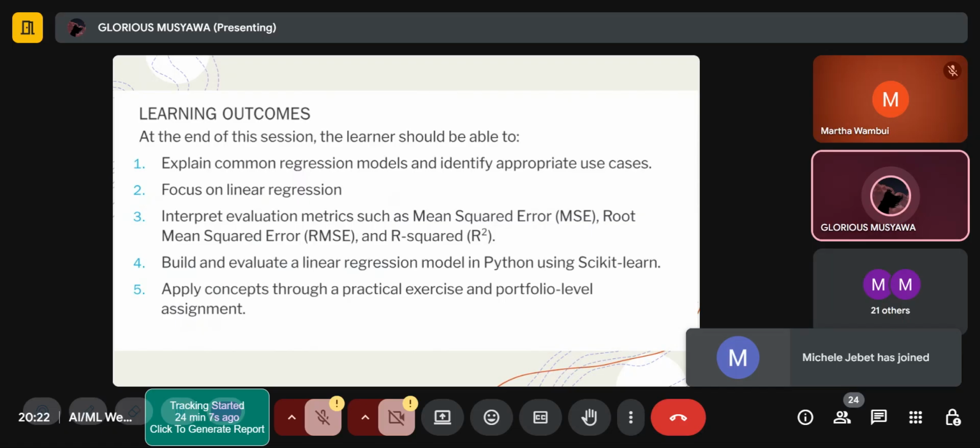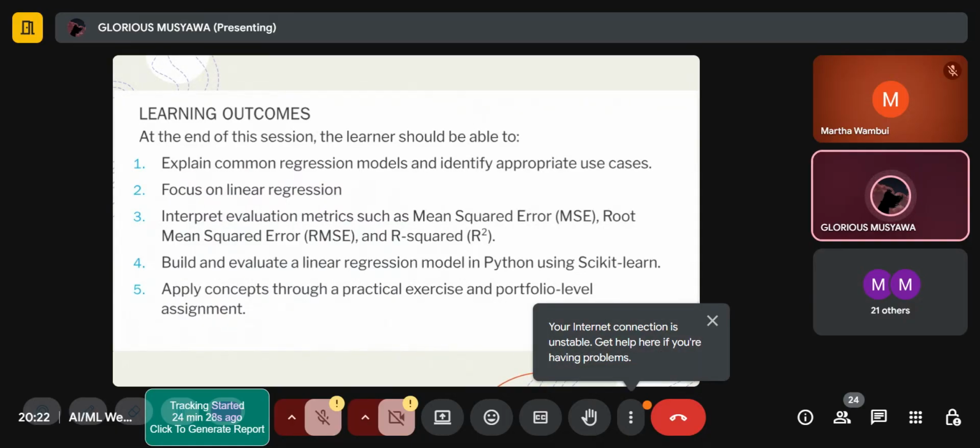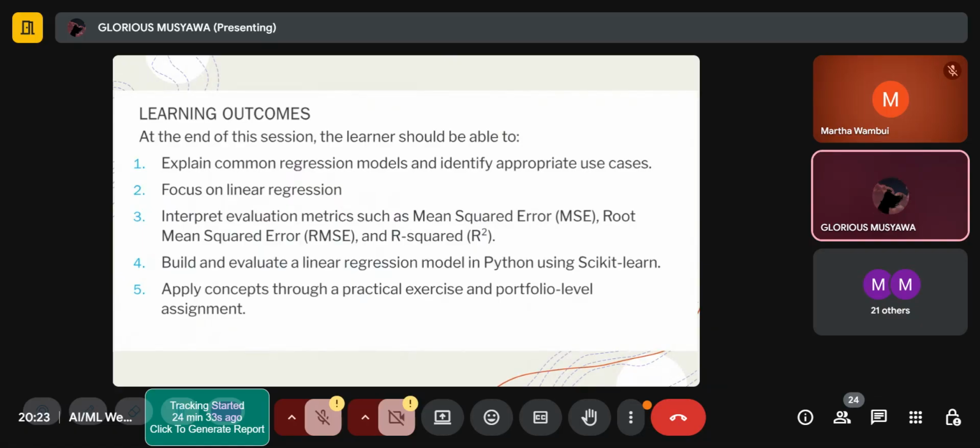Also, if you want to know how they exist, it's okay. You can still go and dig deeper, see how they came to exist. Because as I said, Python is open source, with a big community contributing to all these libraries. So you can even contribute to scikit-learn. You can go and see how it's created, identify some weaknesses and so on. You can do your research, but if you just know how to use it, that's still okay. And then we apply concepts through a practical exercise and a portfolio level assignment. I think our project will help us to apply the concepts well.